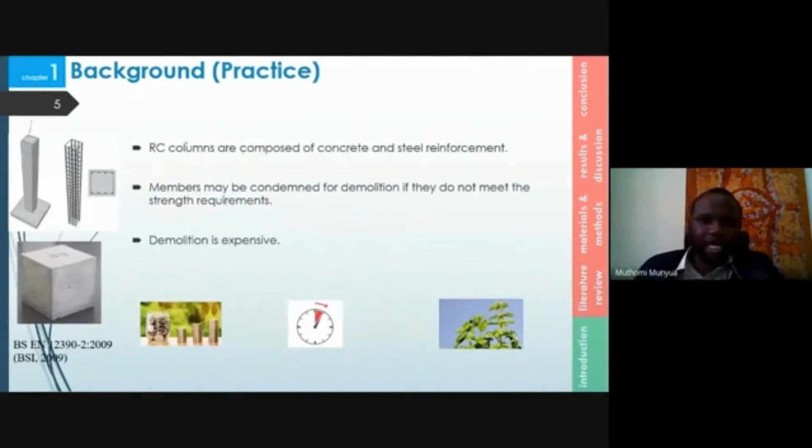In practice, our columns are composed of concrete that bears most of the compressive stresses and steel that bears most of the tensile stresses. Quality control measures, such as the use of cube crushing tests, are usually conducted on structural members, and if they do not meet these strength requirements, then they could be condemned for demolition. However, demolition is very expensive financially, time-wise, and to the environment.